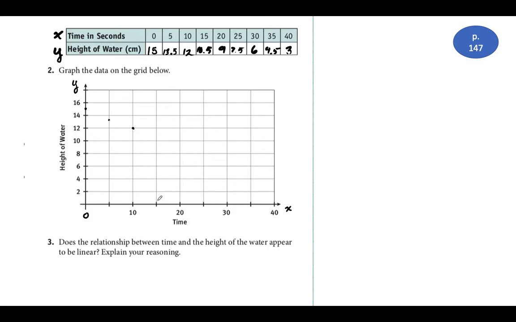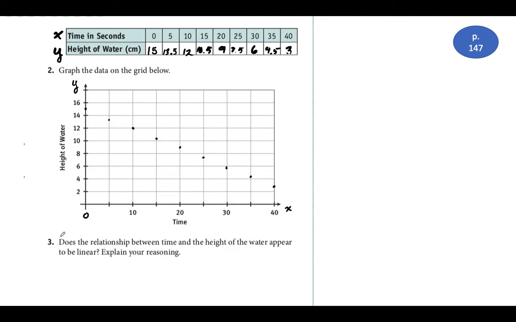After 15 seconds, we have 10.5 centimeters of water. After 20 seconds, we have 9. After 25 seconds, we have 7.5. After 30 seconds, we have 6. And then 4.5. And finally 3. All right. Hopefully your graph looks like mine.